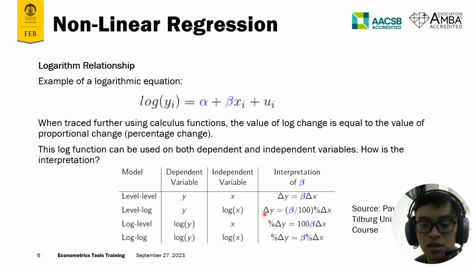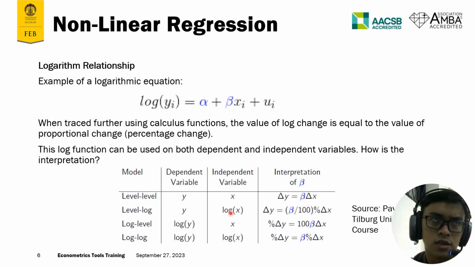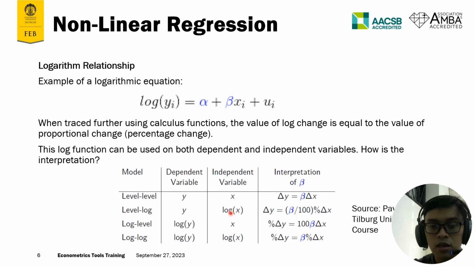So the interpretation is: delta y will increase by a certain percentage point when delta x increases by 1 point. If we go back to the example of the CEO salary and ROA, we know that the CEO salary will increase by a certain amount of thousand US dollars when delta x increases by a certain percent.